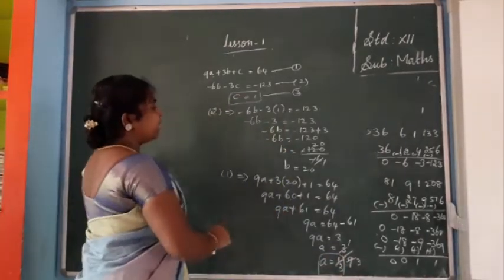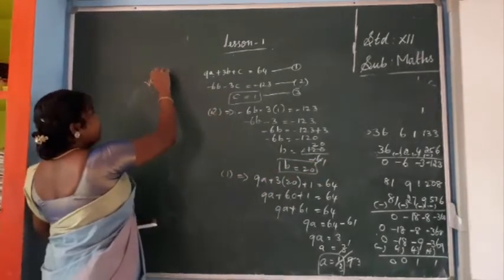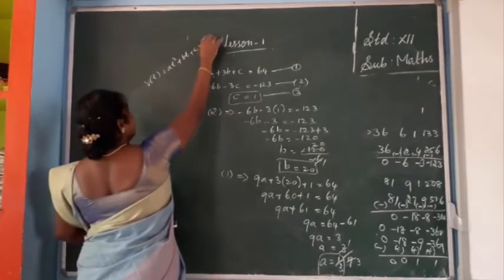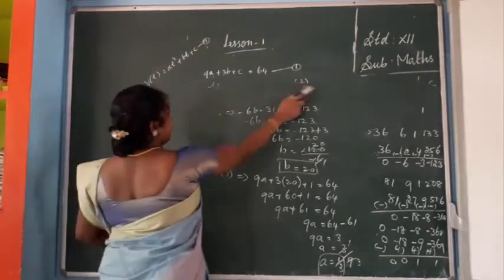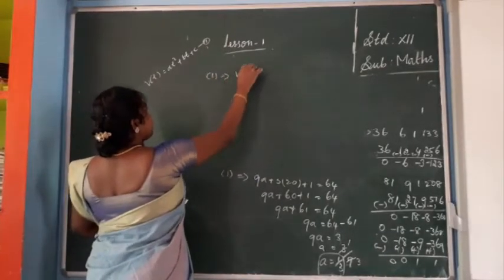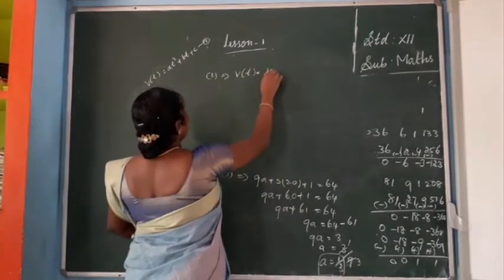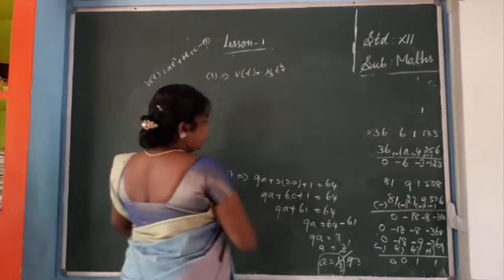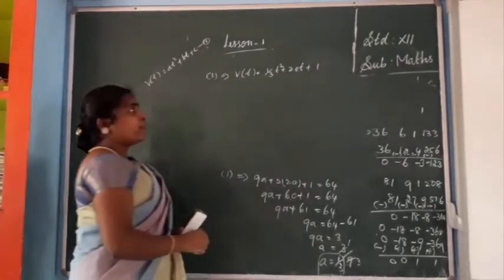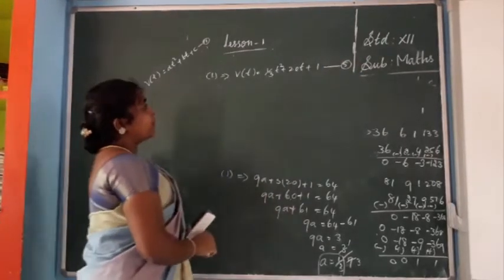All the unknown elements we got. Now we substitute all three values in equation 1. What is equation 1? b of t equal to at square plus bt plus c. Here only we are going to substitute these three unknown values. Value of a is 1 by 3, so 1 by 3 t square plus bt. Value of b is 20, so 20 t plus value of c is 1. So we got a new equation, equation 5.